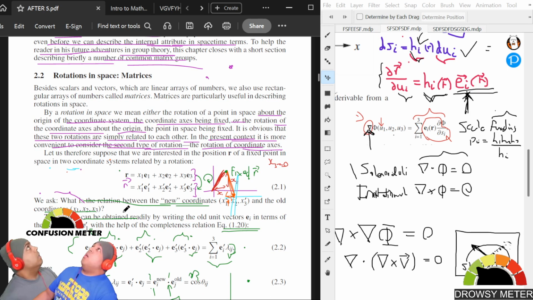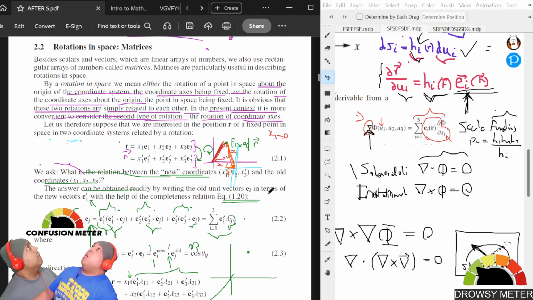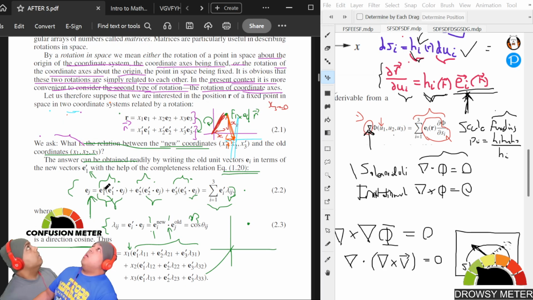New coordinates, old coordinates. The answer can be obtained readily by writing the old unit vectors in terms of the new vectors, EI, with the help of the completeness relation. EJ, EI, E1, EJ equal E1 prime, E1.